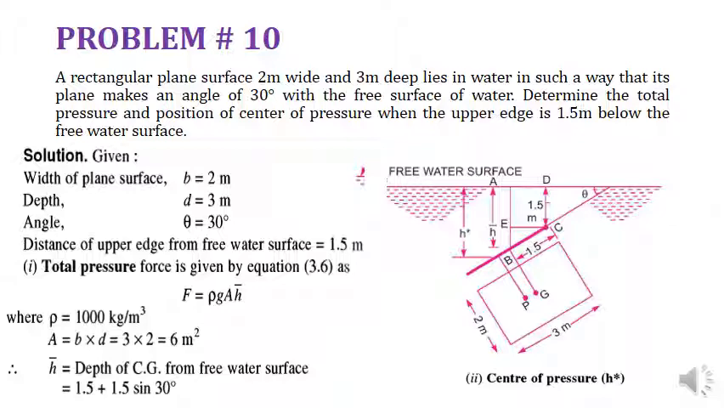Next is problem number 10. A rectangular plane surface 2 meter wide and 3 meter deep lies in the water in such a way that its plane makes an angle of 30 degrees with the free surface of the water. You need to determine the total pressure and the position of the center of pressure when the upper edge is 1.5 meter below the free water surface. It's a very simple example with an angle.